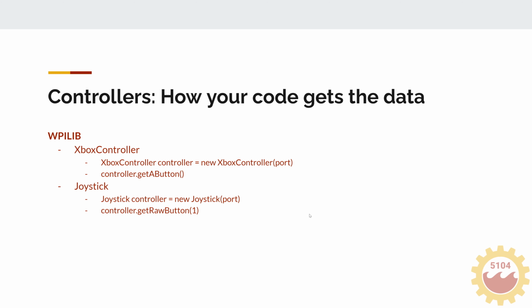And once you've made the object, it's super simple, you can do controller.getAButton, etc. Or you could do controller.getY, which will return you the Y axis. Then there's the joystick class, which is the same thing, but you can use getRawButton methods, where you just plug in a number for the button. And this is kind of useful if you're using anything besides an Xbox controller.